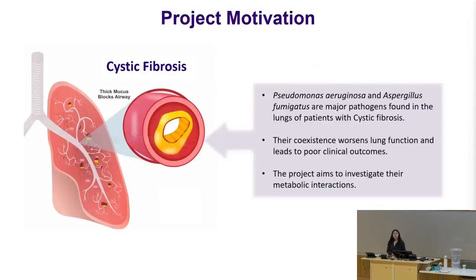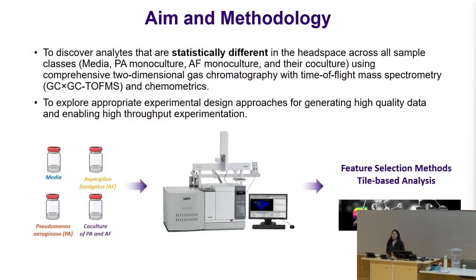A really brief introduction. We're particularly interested in these two species because they are major pathogens found in the lungs of patients with cystic fibrosis, and their coexistence is associated with worse lung function and poor clinical outcomes. Therefore, this project is mainly focused on studying their metabolic interactions. Let me introduce our experimental methodology.